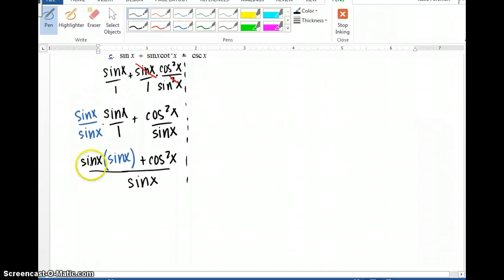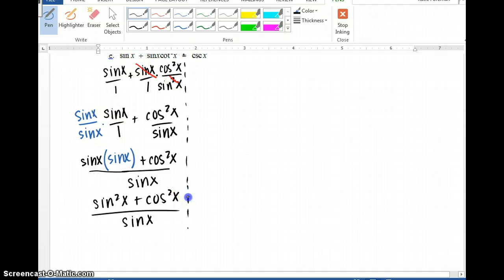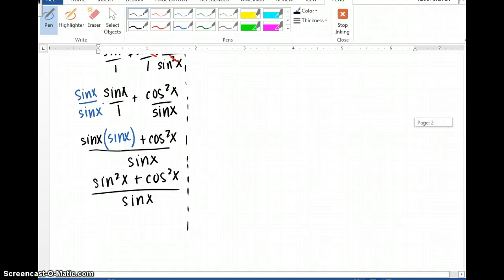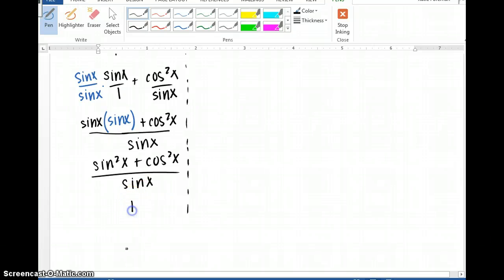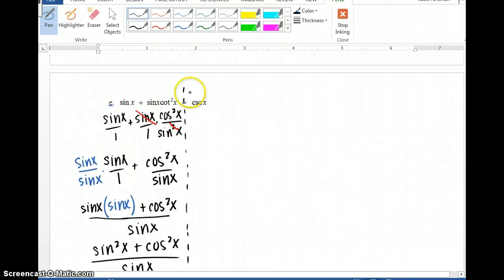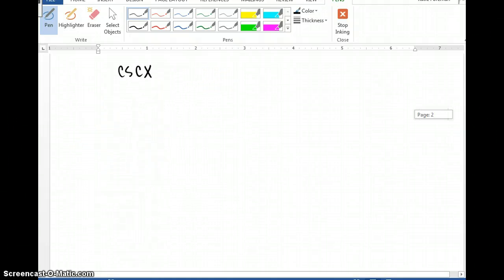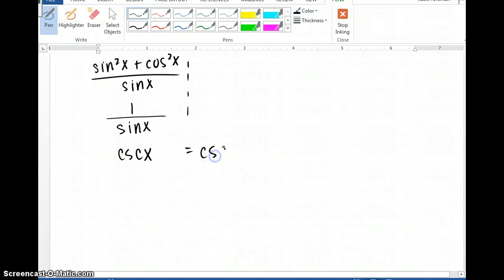So sine times sine gives me sine squared of x plus cosine squared of x, all divided by sine of x. In the numerator, my Pythagorean identity. By the Pythagorean identity, I know that sine squared plus cosine squared is 1. So my whole numerator I replace with 1. 1 divided by the sine of x, that's equivalent to the cosecant of x. And that is the function on the right-hand side of the equal sign. So we worked on the left. We proved it was the same as what was on the right. So we're done.